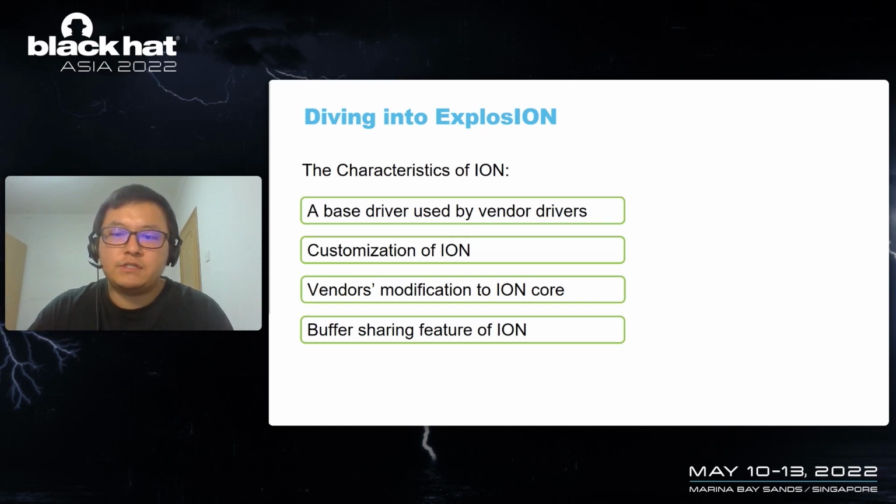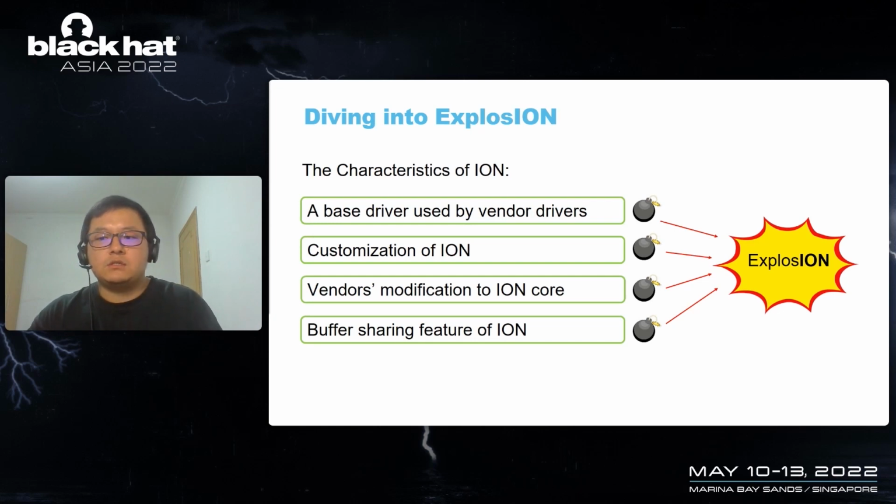The first characteristic is that ion is a base driver used by vendors. The second one is the customization of ion. The third one is vendors' modification to ion. And the last one is the buffer sharing feature of ion. So far, we have found vulnerabilities buried in these 4 characteristics. And all these vulnerabilities formed ExplosION.